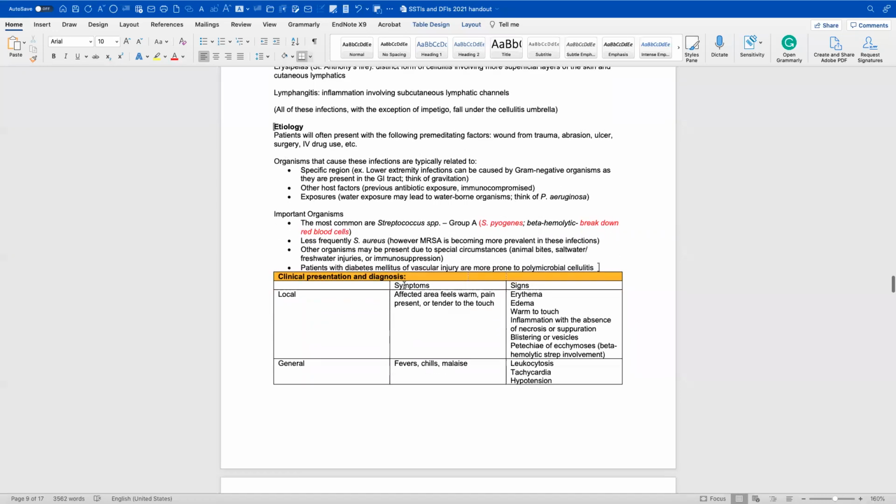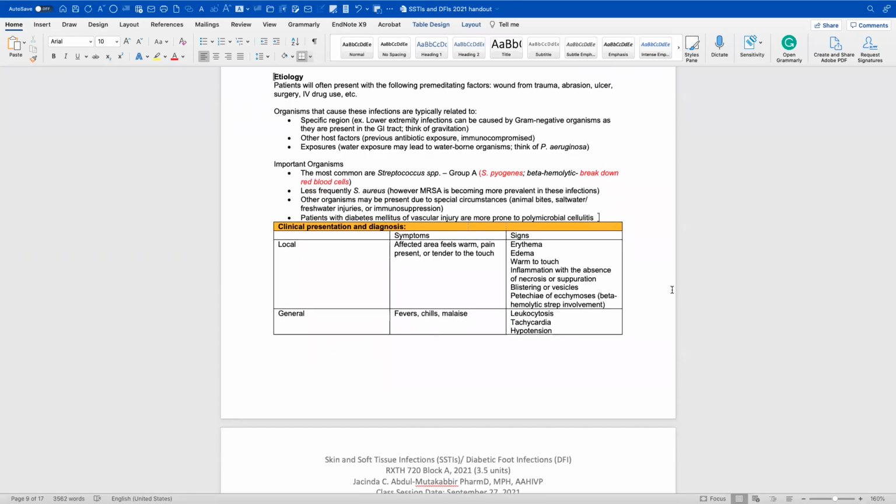Less frequently, we can have Staph aureus that causes infection, but MRSA is becoming more of a presentation in these infections. Then there are organisms that may be present due to special circumstances: animal bites, salt water, freshwater injuries, immunosuppression. So sometimes you can see gram negatives in that instance. Patients with diabetes or vascular injury are more prone to polymicrobial infection, meaning several organisms that can be causing that cellulitis, because they are immunocompromised. They often have other organisms around that can seep into those open areas and then wreak havoc.